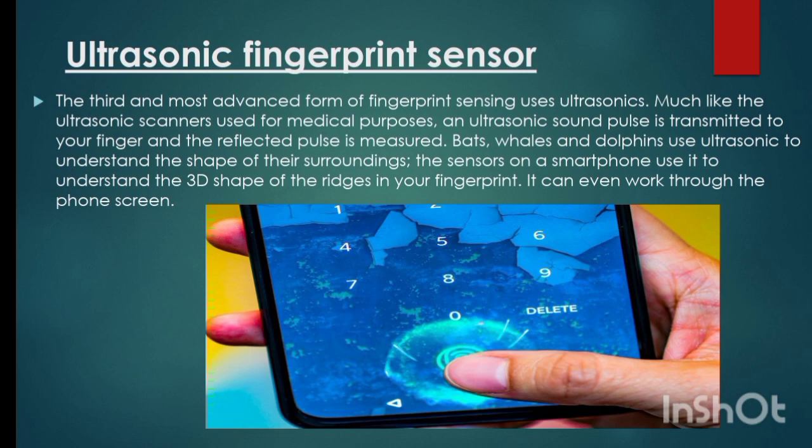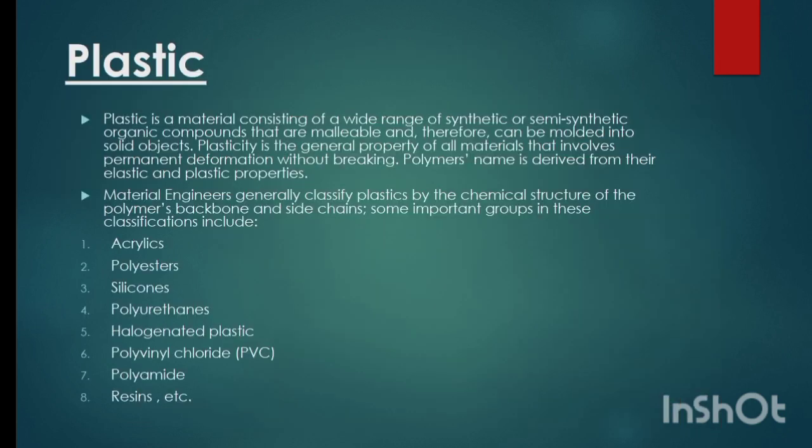Ultrasonic fingerprint sensors. The third and most advanced form of fingerprint sensor uses ultrasonics, much like the ultrasonic scanners used for medical purposes. An ultrasonic sound pulse is transmitted to your finger and the reflected pulse is measured. Bats, whales, and dolphins use ultrasonics to understand the shape of their surroundings. Likewise, the sensors on a smartphone use it to understand the 3D shape of the ridges in your fingerprint. It can even work through the phone screen.